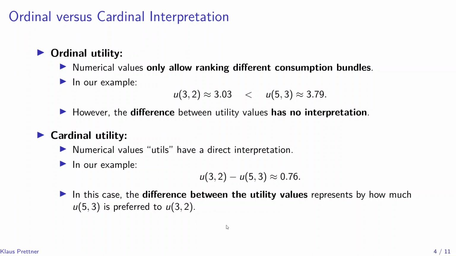So in this case, one could compare a lot of different consumption bundles, and the larger the difference is between the consumption bundles, the more the consumer would prefer the one that has the higher utility level. For an ordinal utility interpretation, we cannot do this.